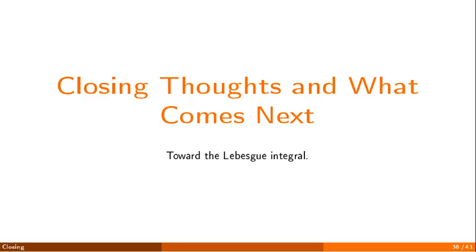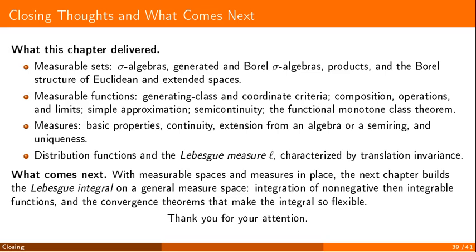We have reached the end of the chapter's construction. Let us gather the main ideas and look at what comes next. Let us take stock. Over this chapter we built the entire foundation in 4 steps. Which sets can be measured? Which functions respect that structure? What a measure is and how to extend it? And finally the Lebesgue measure itself, singled out by translation invariance.